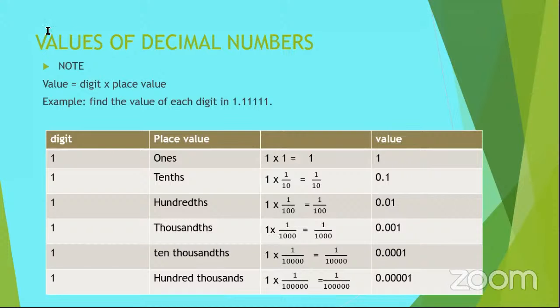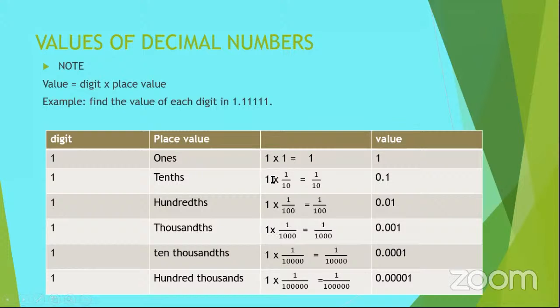The first one here, I hope you can see my cursor move. The first one here, before the decimal. To get its value, we say 1 times 1, which gives us the answer 1. Now, when you move to the next one, immediately after the decimal point, it takes the tenth place value.